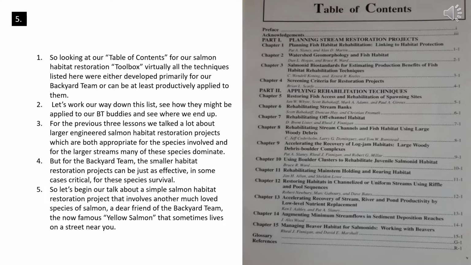So let's begin our talk about a simple salmon habitat restoration project that involves another much loved species of salmon, a dear friend of the backyard team, the now famous yellow salmon that sometimes lives on a street near you.